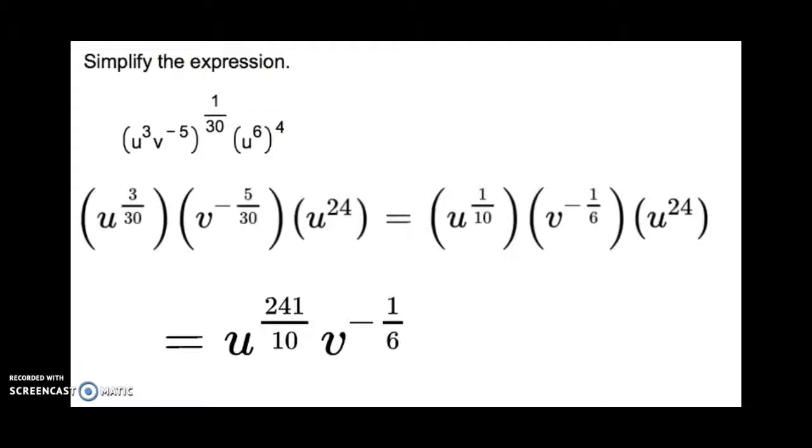Now I have the v to the negative 1 over 6. Now we need to have this with positive exponents. So what I need to do is take this v to the negative 1 over 6 and write it underneath the u to the 241 over 10. That looks kind of obnoxious, but that is our answer, so let's put it in.